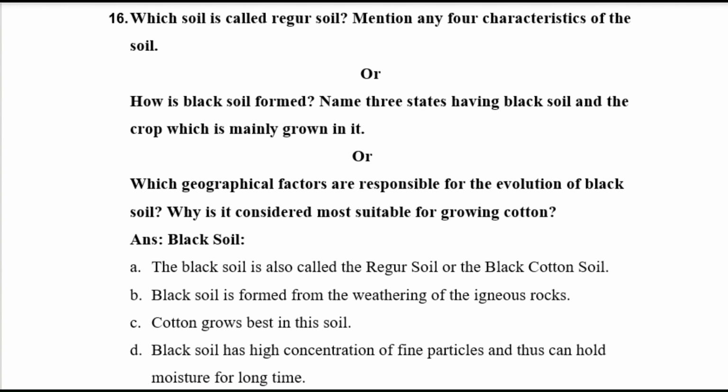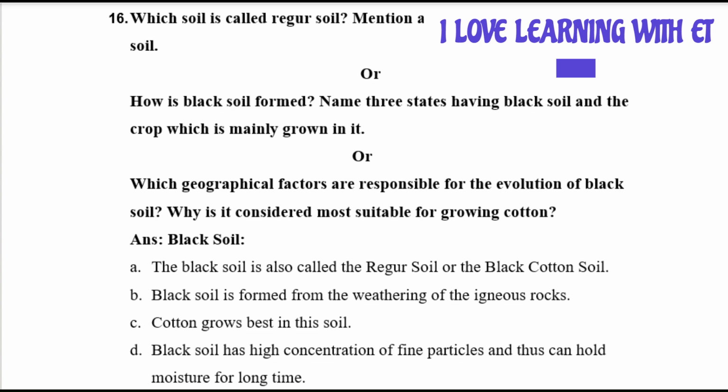16. Which soil is called regur soil? Mention any 4 characteristics of the soil. Or, how is black soil formed? Name 3 states having black soil and the crop which is mainly grown in it. Or, which geographical factors are responsible for the evolution of black soil? Why is it considered most suitable for growing cotton?